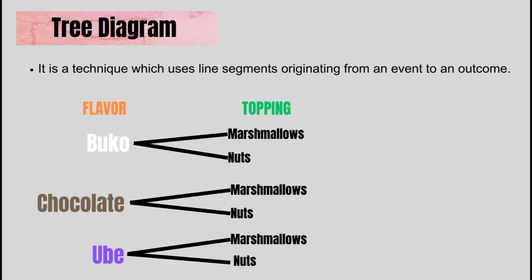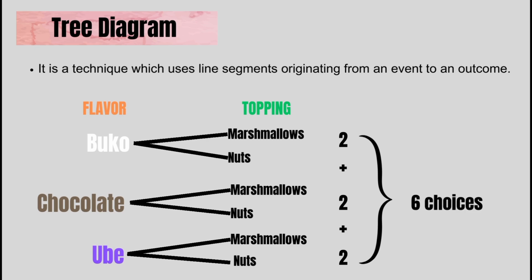Once you're done, count the pairs or match-ups that we mapped. For the buko flavor, we have 2. For the chocolate flavor, we have 2. And for the ube flavor, we have 2. Add all of it, we will have a total of 6. Therefore, based on the tree diagram, we have 6 choices of ice cream we can choose from. Another method is the table.